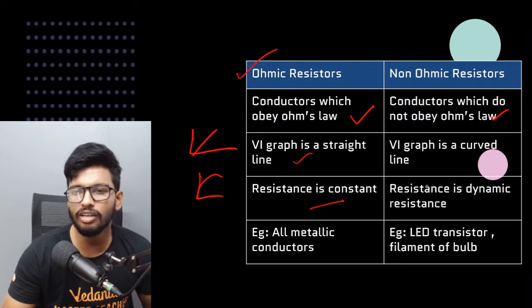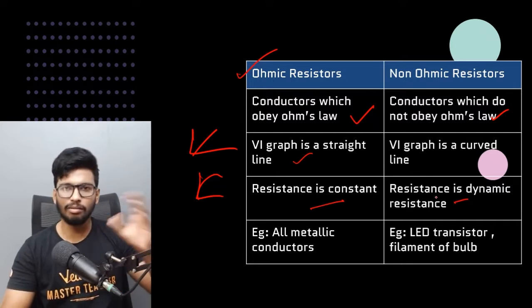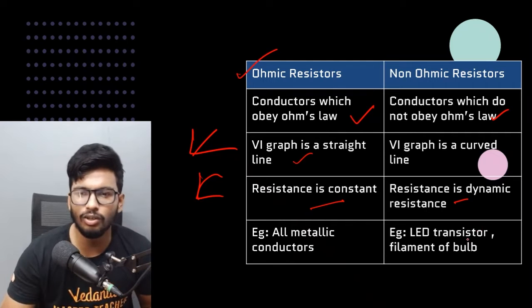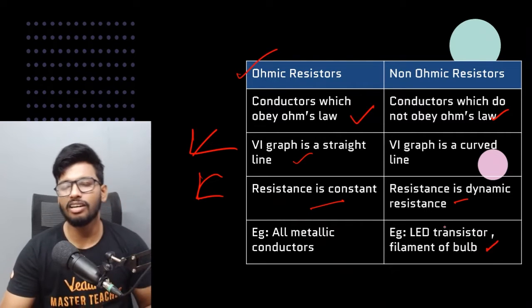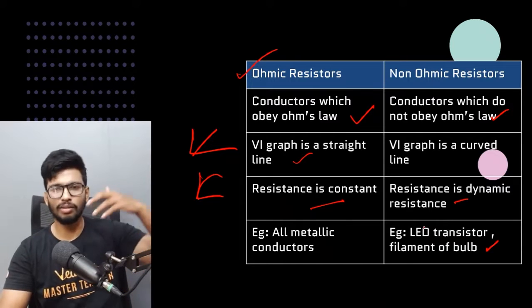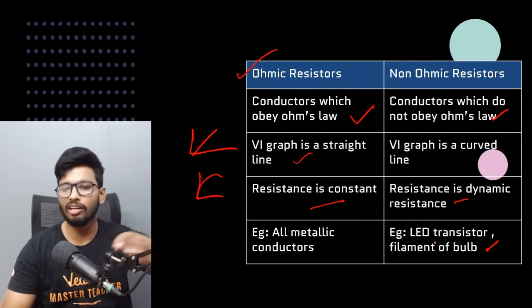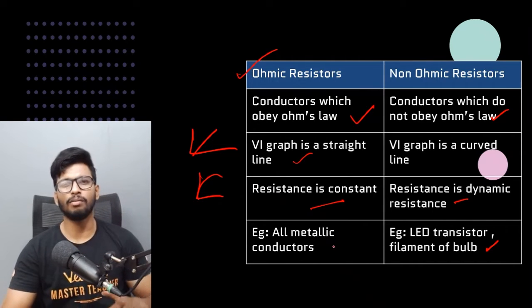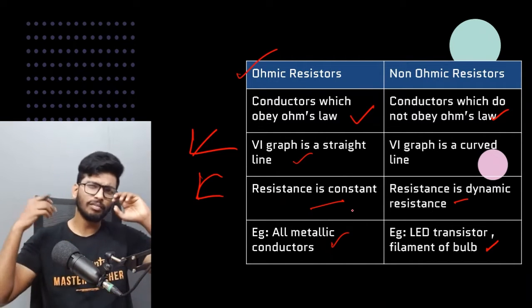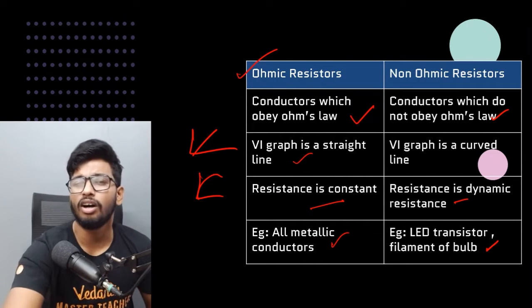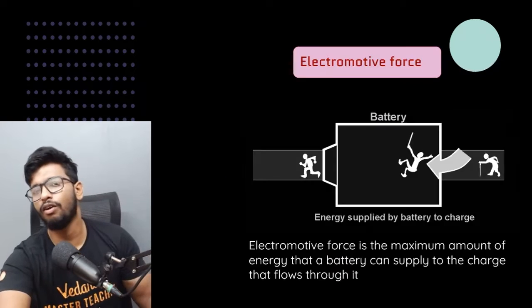Resistance is constant over here. In non-ohmic conductors, resistance can be dynamic, in the sense it can be changing. For example, LEDs, transistors, diodes and filaments: here the resistance value would also change, and these are non-ohmic conductors because the temperature is also much higher here. But if you talk about ohmic conductors, you can give the example of copper wire and normal resistors. These are all ohmic conductors because they actually follow Ohm's law.